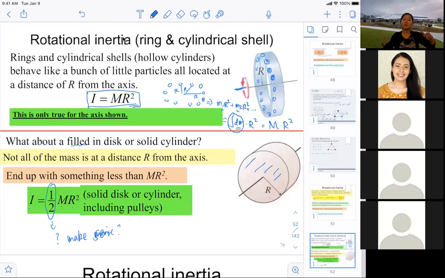When all the masses are further away from the center, will it be easier or harder to rotate? Harder, right? So for the ring, all of its mass is at a distance r away, whereas for the disc, some of the masses are actually closer to the center. So it will make it overall easier to rotate a disc. And that's why this 1/2 comes into play. Qualitatively, I want you to be able to understand why this is 1/2.